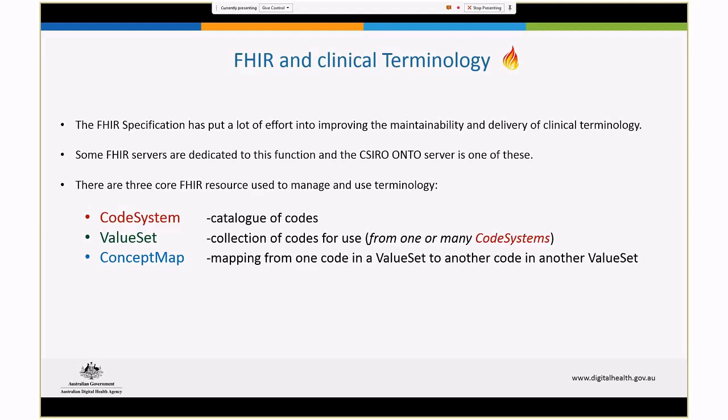There are 3 core FHIR resources that manage terminology. So of the 100-odd resources, these 3 are the ones that are core to terminology. Code system, which is a catalog of codes. Value set, which is a collection of codes for use, and they come from one of the code systems. So the value set is the one that you actually use, where the code system's like the repository of codes that you could use, and then you select codes from that into a value set for use.